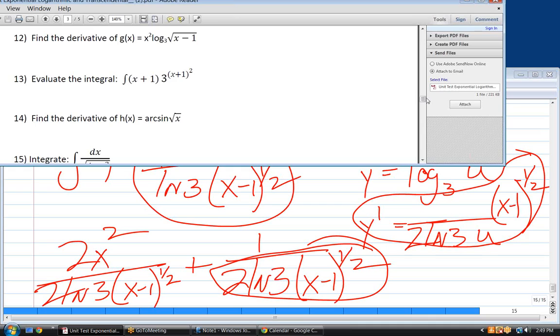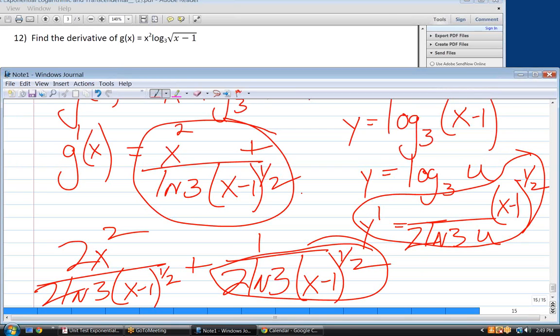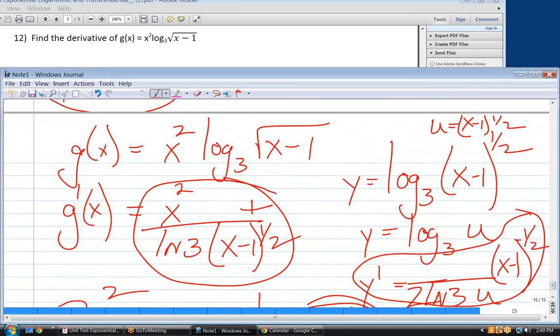And that's the way to do it, I've discovered, is always start with letting u be like I did right here. In other words, if I have any questions as to how to find y prime, let u be this, x minus 1 to the 1/2.